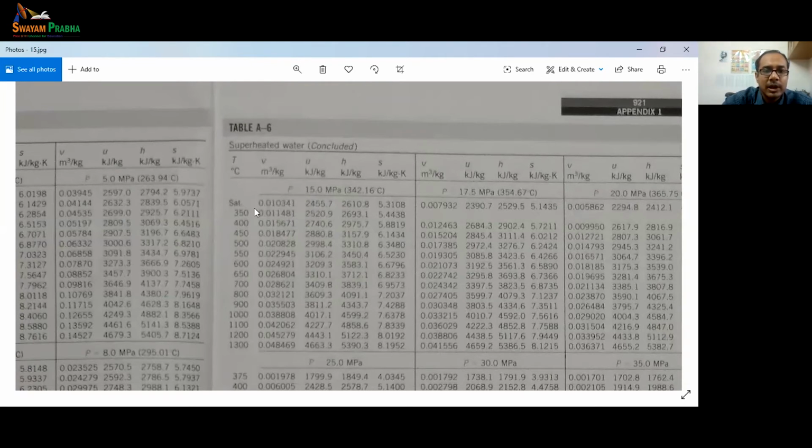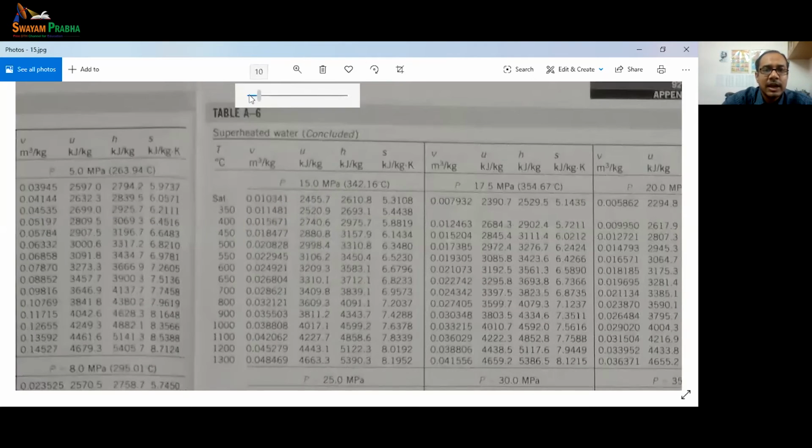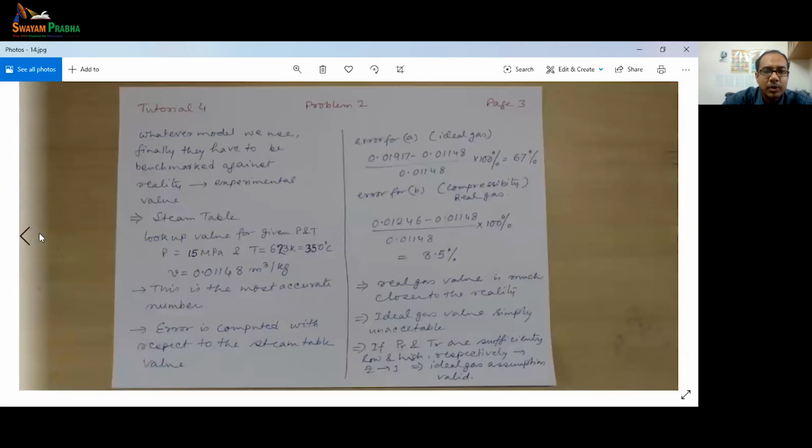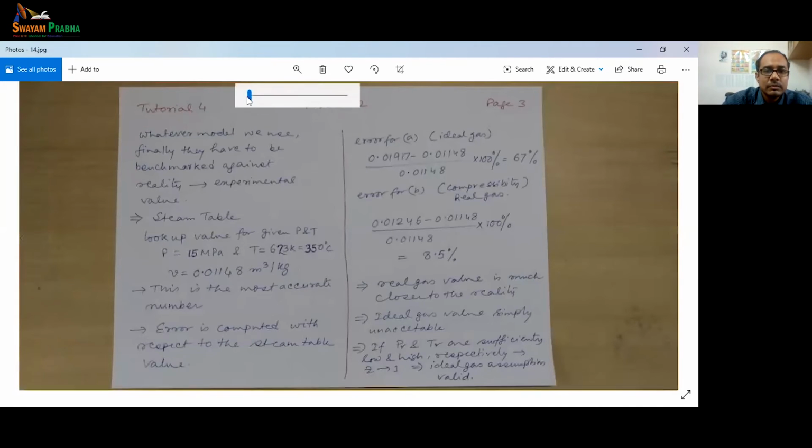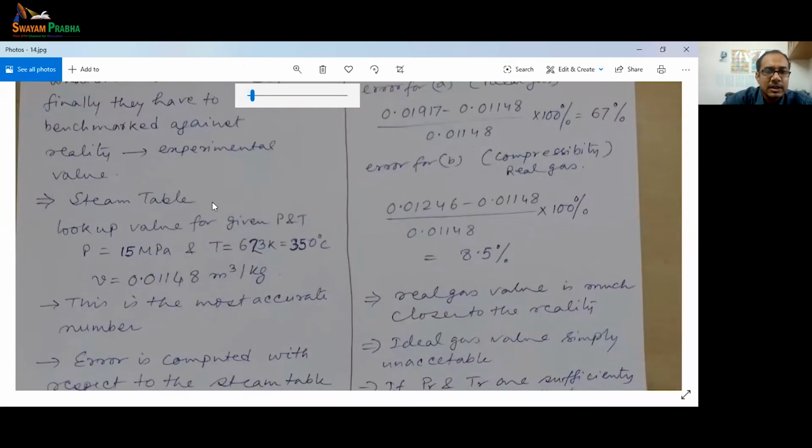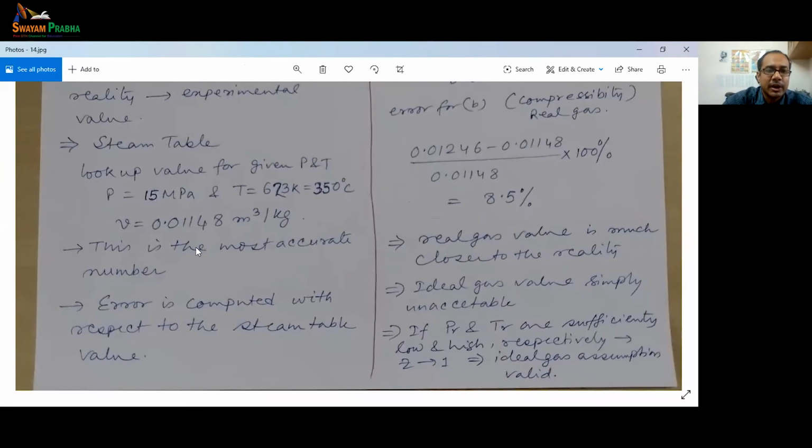So the specific volume you can read here: 0.011481 meter cube per kg. We read that and go back to the problem. And you can see that's the value we directly obtained, 0.01148 meter cube per kg. So this is the most accurate number because that's the experimentally observed and universally accepted value after a lot of very sensitive experiments performed.